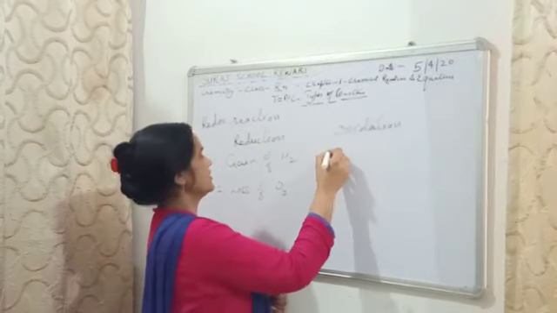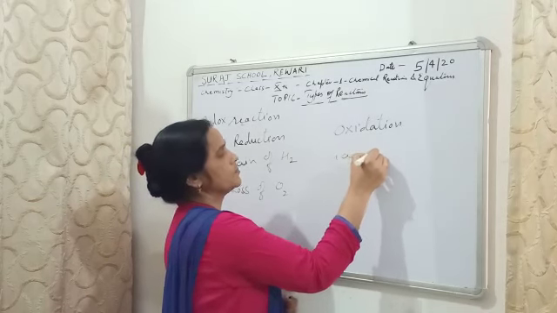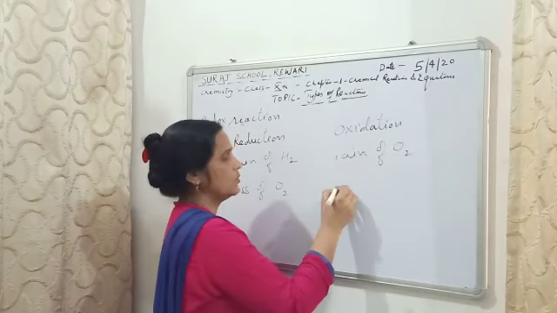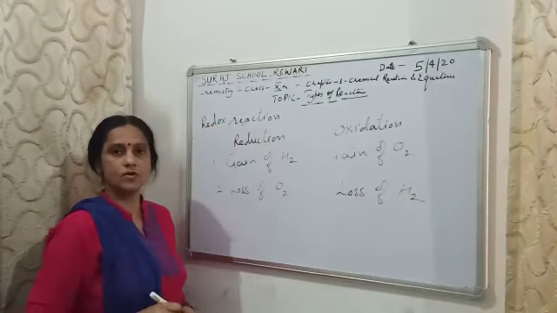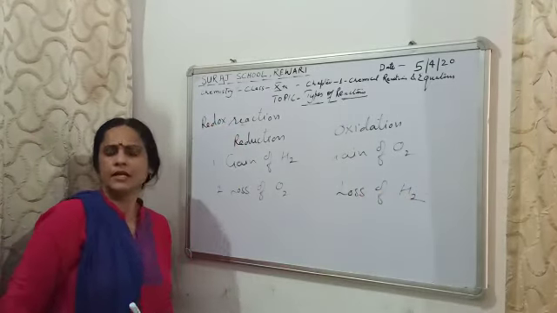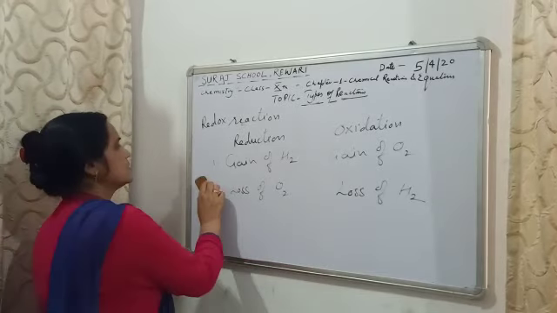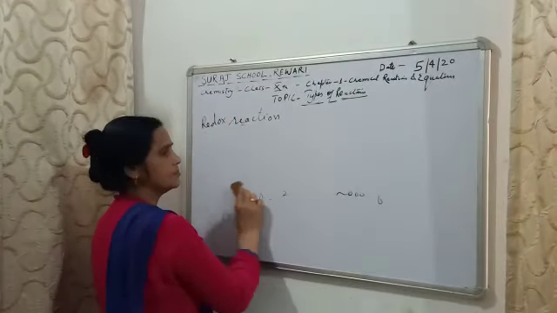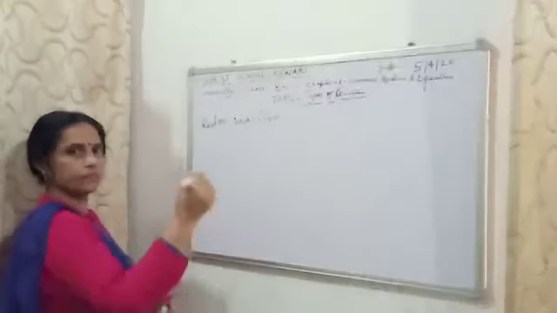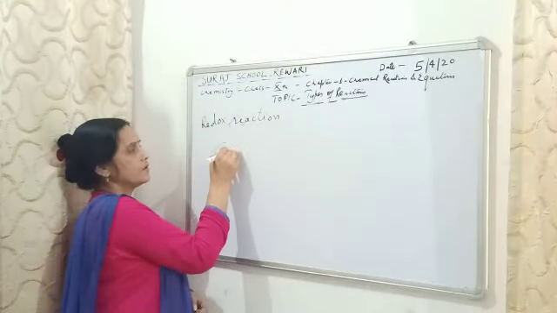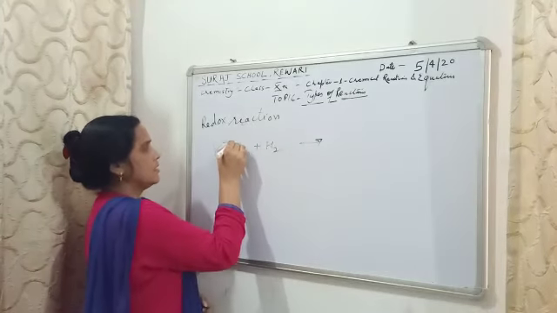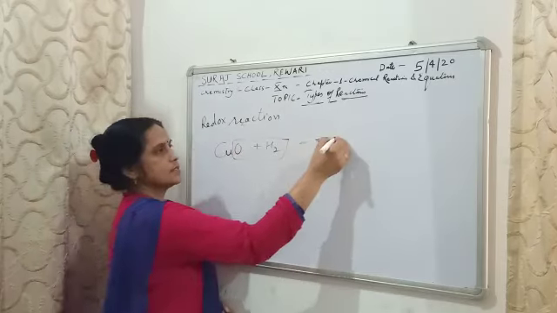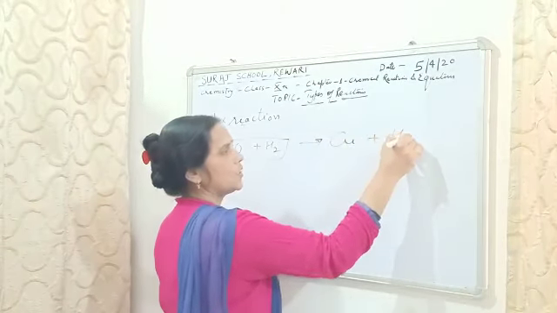Whereas oxidation means gain of oxygen or loss of hydrogen. Let us take some examples. If copper oxide reacts with hydrogen, it produces copper and water.